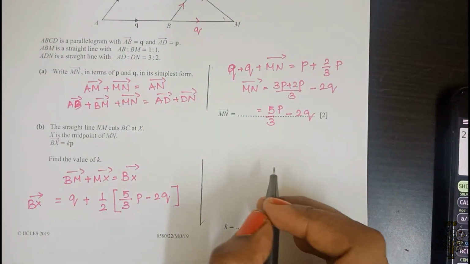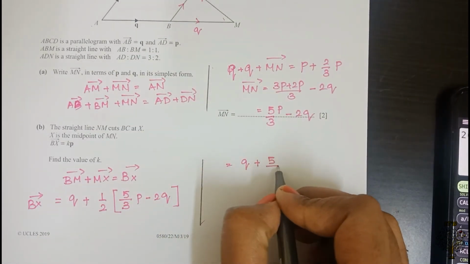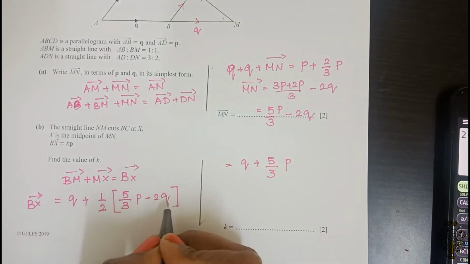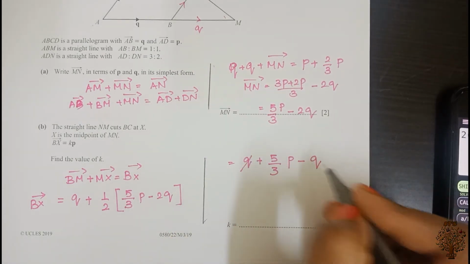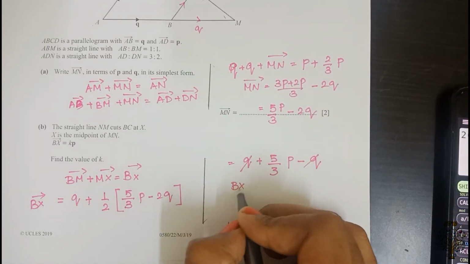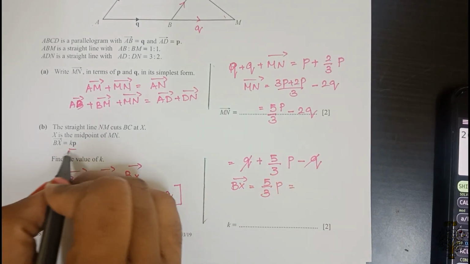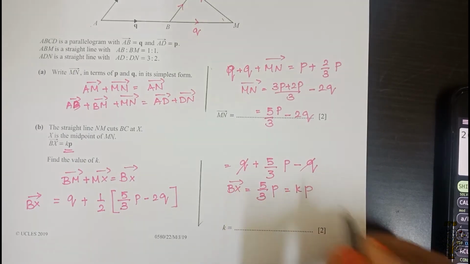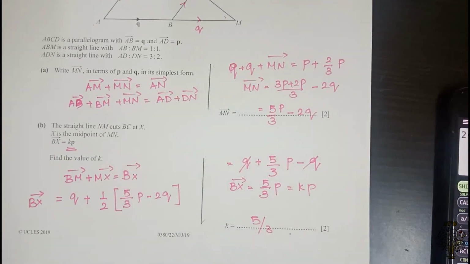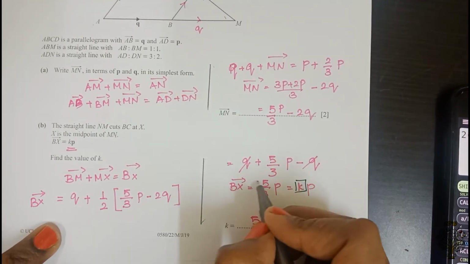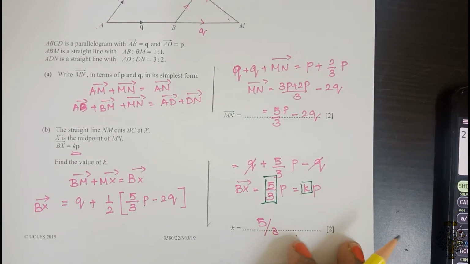When you simplify this, we have here Q plus, take half inside, that will give you 5 over 3 P. When you take half inside, Q will get cancelled, which will be negative Q. I can cancel negative Q. So BX vector is equal to 5 over 3P, and they have provided here, which is KP. I write KP. Now compare these two. You can clearly understand K is 5 over 3. This is your K, and in the place of K we have 5 over 3. So we are writing K value as 5 over 3.